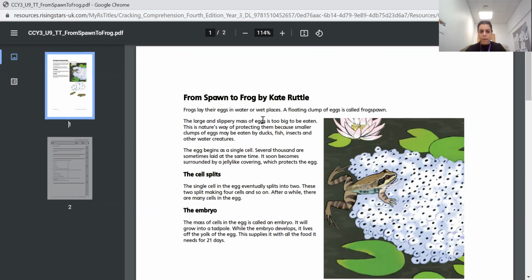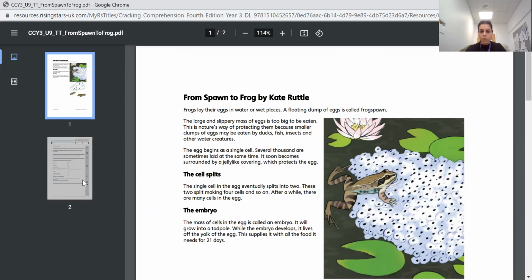The large and slippery mass of eggs is too big to be eaten. This is nature's way of protecting them, because smaller clumps of eggs may be eaten by ducks, fish, insects, and other water creatures. The egg begins as a single cell. Several thousand are sometimes laid at the same time. It soon becomes surrounded by a jelly-like covering which protects the egg.